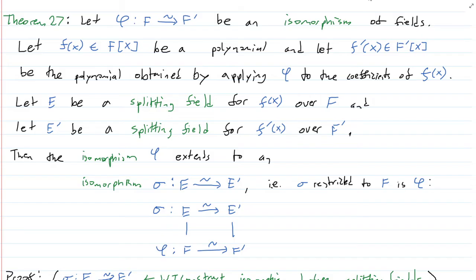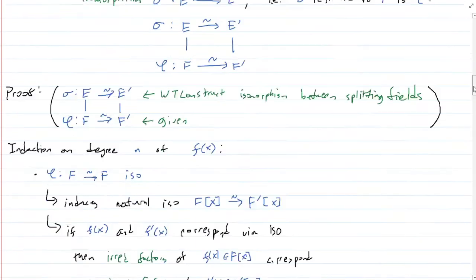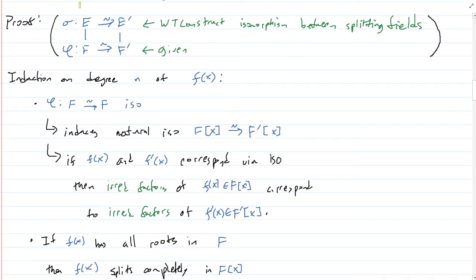Right. So that's a statement of the theorem. It's basically telling you that splitting fields are unique, and let's try to prove this. Again, we're given this isomorphism between the ground fields, F and F prime, and then we want to construct an isomorphism between the splitting fields, E and E prime. Right. So how are we going to do this?